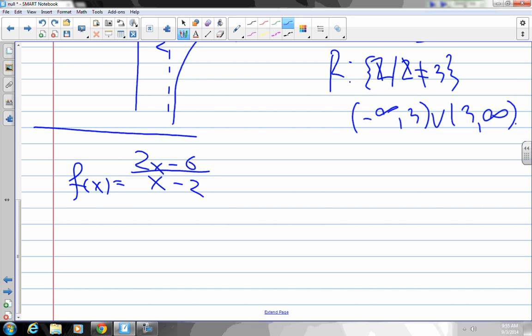Yeah, because what do you have to worry about? Yeah, dividing by 0. So when will that denominator turn into 0? What does x have to be in order for the denominator to be 0? 2. So you have to avoid 2. So everything but 2, right? Everything else will work, because any other number you plug in for x will leave the denominator as a non-zero quantity. Only 2 will turn the denominator into 0. So the domain here is just all real numbers except for 2.